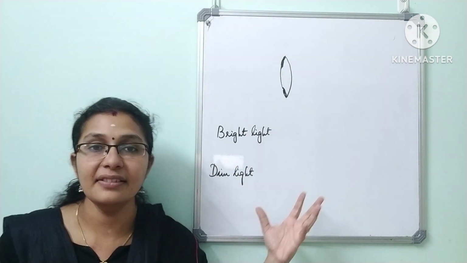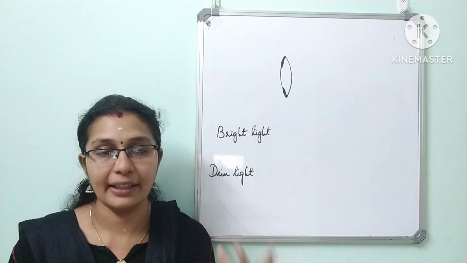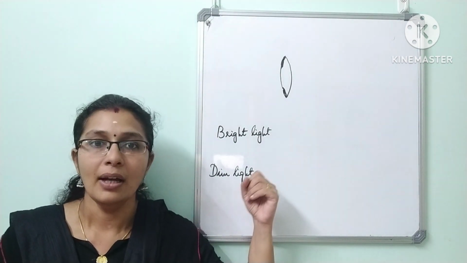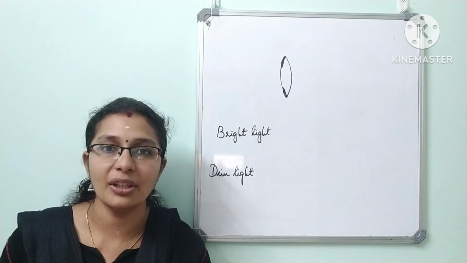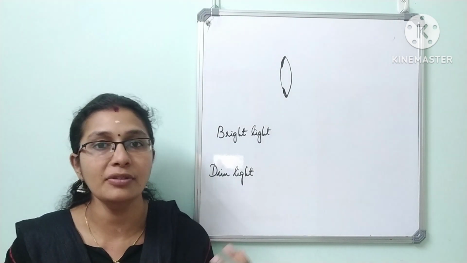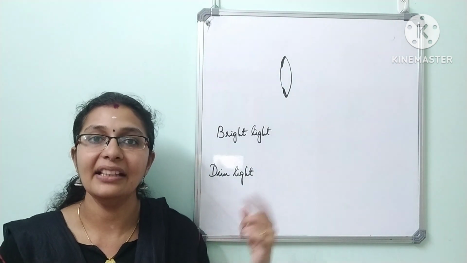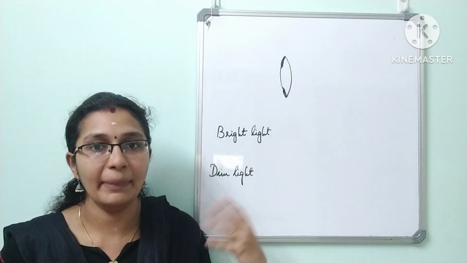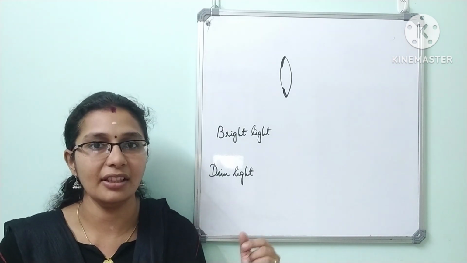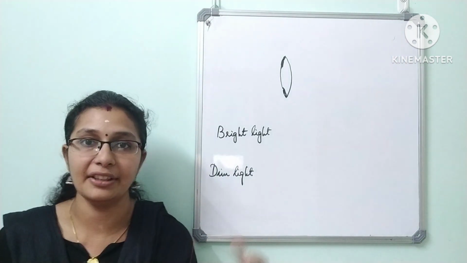So to understand in a better way the function of iris and pupil, we will consider two situations. Consider you are under bright light and dim light. Bright light, you can consider that you are just out of your house on a sunny day, and dim light, you are coming back to your house into a dark room. Consider these two situations and we will now understand.